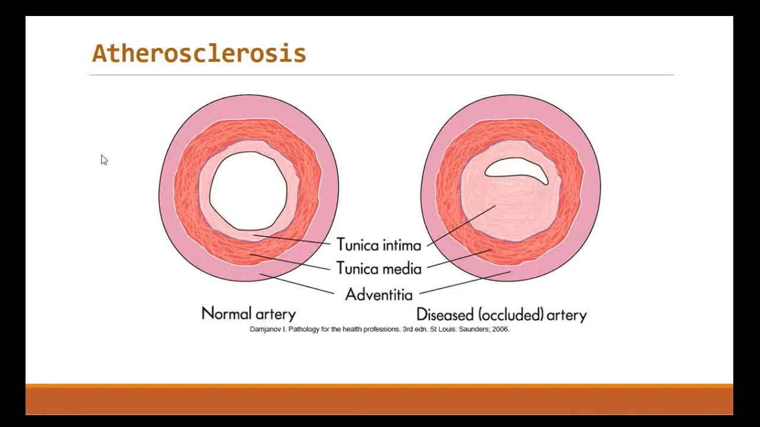This is a normal artery, thick muscular coat, right? And this is the lumen. And this is an artery which has atherosclerosis. Look at the lumen. Lumen is narrowed. And it is not narrowed equally from all sides. So there is a bulge coming from one side, which is causing narrowing of the arterial lumen.